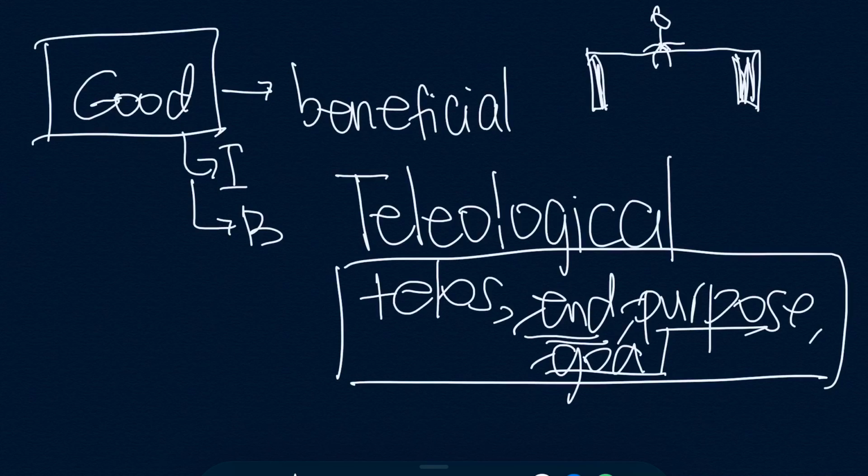Kasi ginamit mo siya not for its intended purpose or for its intended goal. So, instrumentally, it is a good chair, but it is a bad table. Nakuha niyo yun? Why? Because a table is not meant to be sat upon. Kasi hindi yun ang purpose ng table. Yun ay purpose ng chair. So, naging chair siya at hindi na siya naging table.